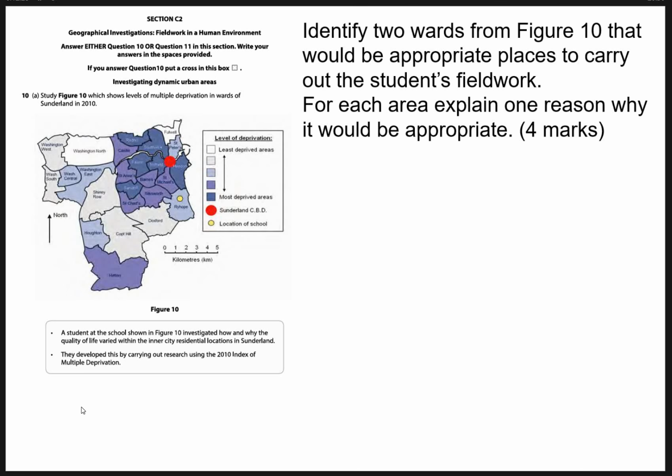Okay, now we move to a 4-mark question. Identify 2 wards from figure 10 that would be appropriate places to carry out the student's fieldwork. For each area, explain one reason why it would be appropriate. So, a nice 4-mark question. The question is testing whether you can read the map. Can you read it? Can you understand it? Can you select appropriate locations? Can you link it to the inquiry question, which was about the variation in the quality of life? That's what they were investigating there. You can see it at the bottom of figure 10.